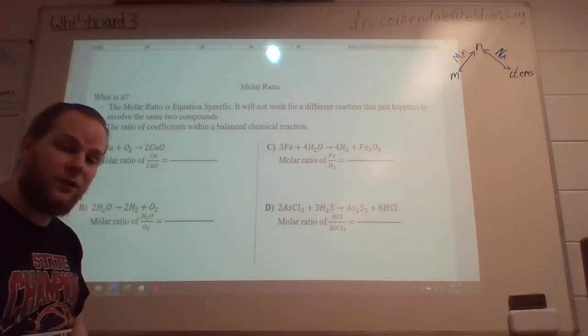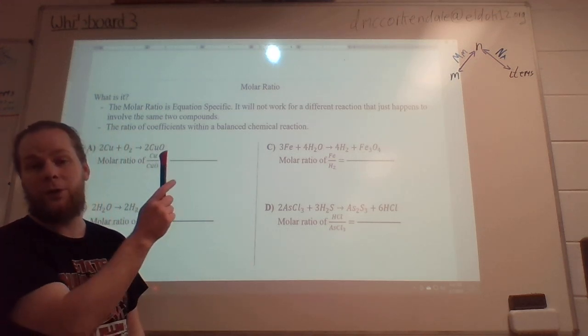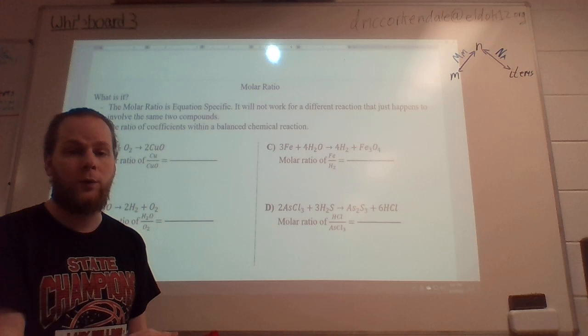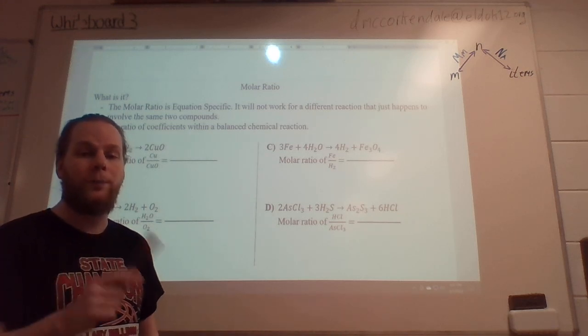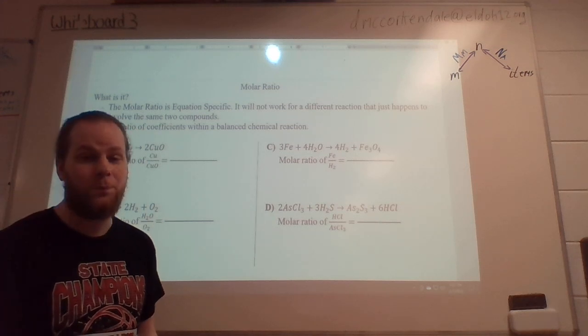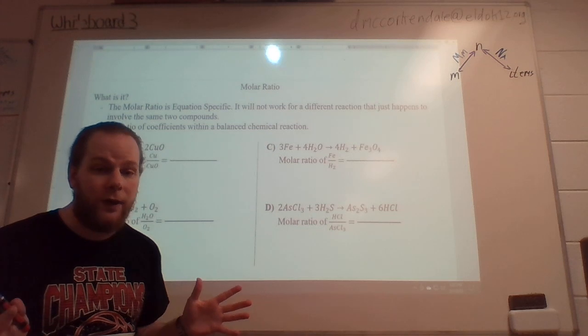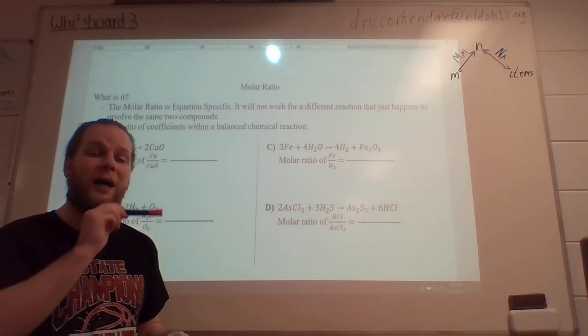Much like the molar mass is unique for every compound, every equation, specifically every pair of components in an equation, is going to have a unique molar ratio that you're going to have to figure out. Now, it's not complicated. It's very easy, and I'm going to go through and show you how to get that.